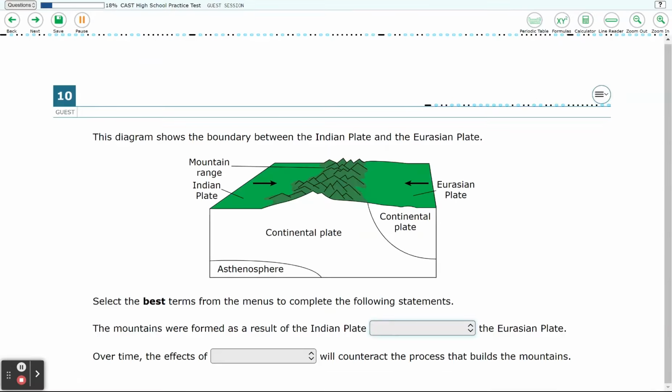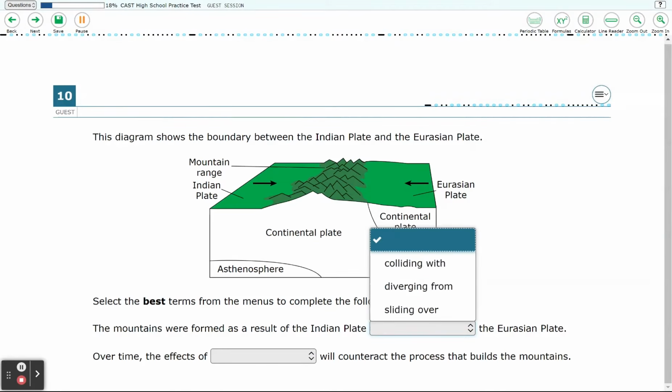All right, as we look at the choices here, we can see that these are either colliding, diverging, or sliding over. Diverging, first of all, means moving apart. And we can see the Eurasian plate is moving to the left and the Indian plate is moving to the right. They're moving towards each other. So that's definitely not diverging. So sliding over and colliding are the two where they are moving towards each other.